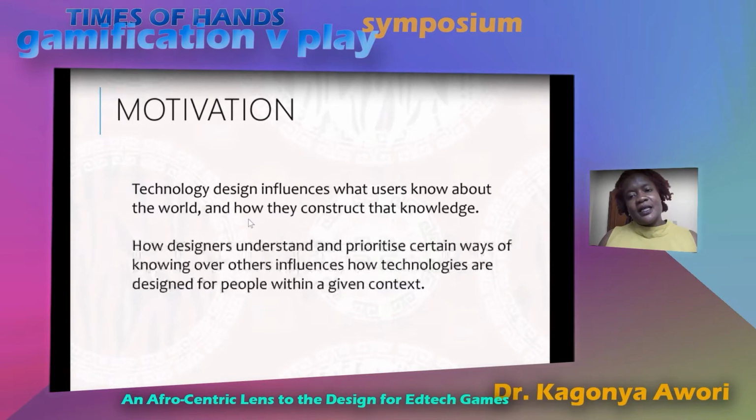Secondly, how designers understand and prioritize certain ways of knowing over others influences how technologies are designed for people within a given context. What I mean by this is, and I'm sure some of you have had very rife discussions in AI around how some algorithms end up disenfranchising some communities because when they were creating those algorithms, they did not test all communities. So there are algorithms that are even biased against African women because they did not include African women in testing those technologies. So even for designers and programmers, it becomes quite critical to understand there's inherent bias in these systems, and when they're designing, building and programming these systems, to understand what they are prioritizing and what they are excluding.